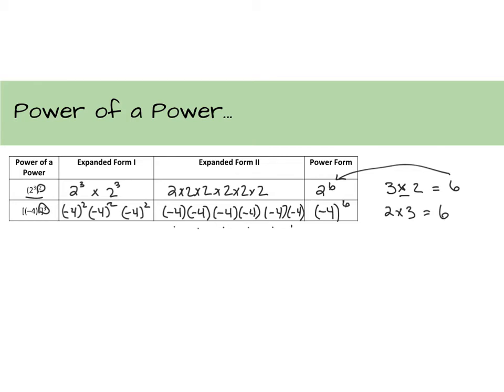So the rule here is that anytime we have a power of a power, so a power of a power will look like a with an exponent here and another one here, we multiply the exponents.